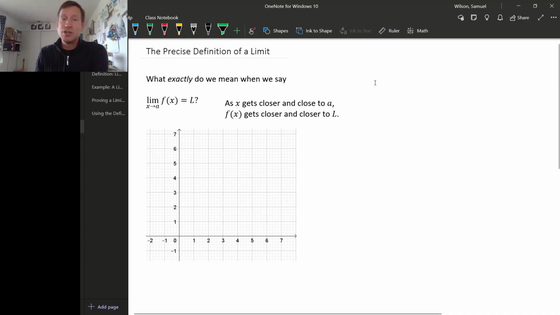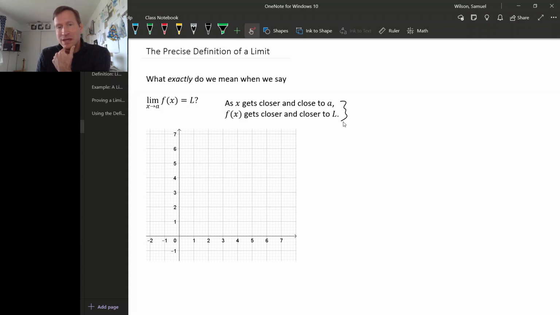We have an intuitive notion of what we mean by a limit, but that intuitive notion of a limit really isn't precise enough to verify some of the more dubious properties of limits. So really we need to come up with a precise definition of a limit. This is our intuitive idea for what a limit means, right?